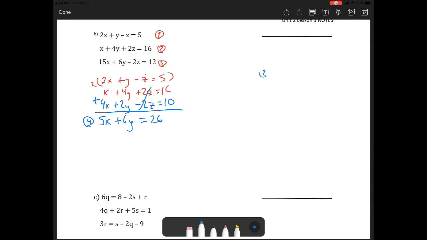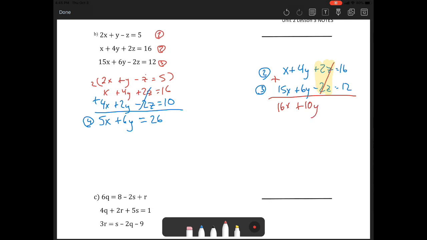Then I'm going to combine my second and third equation. So my second equation is x plus 4y plus 2z equals 16. Then I have 15x plus 6y minus 2z equals 12. Well, if y'all notice, my z's are already opposites for me, so I can go straight into adding to cancel. So then I'm going to have 16x plus 10y, cancel, equals 28. So this is my fifth equation.